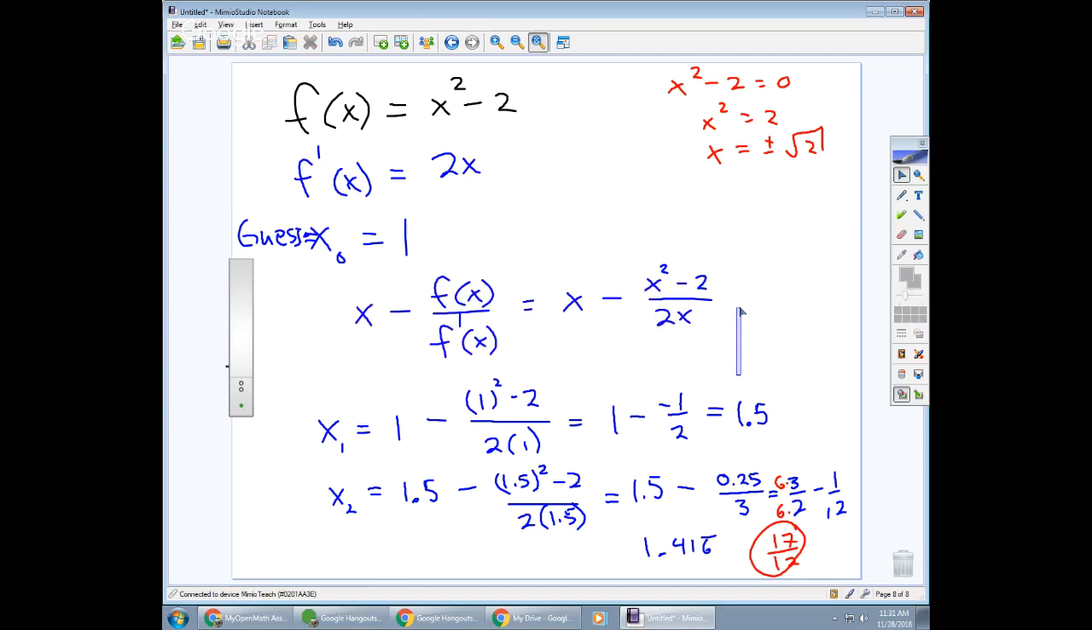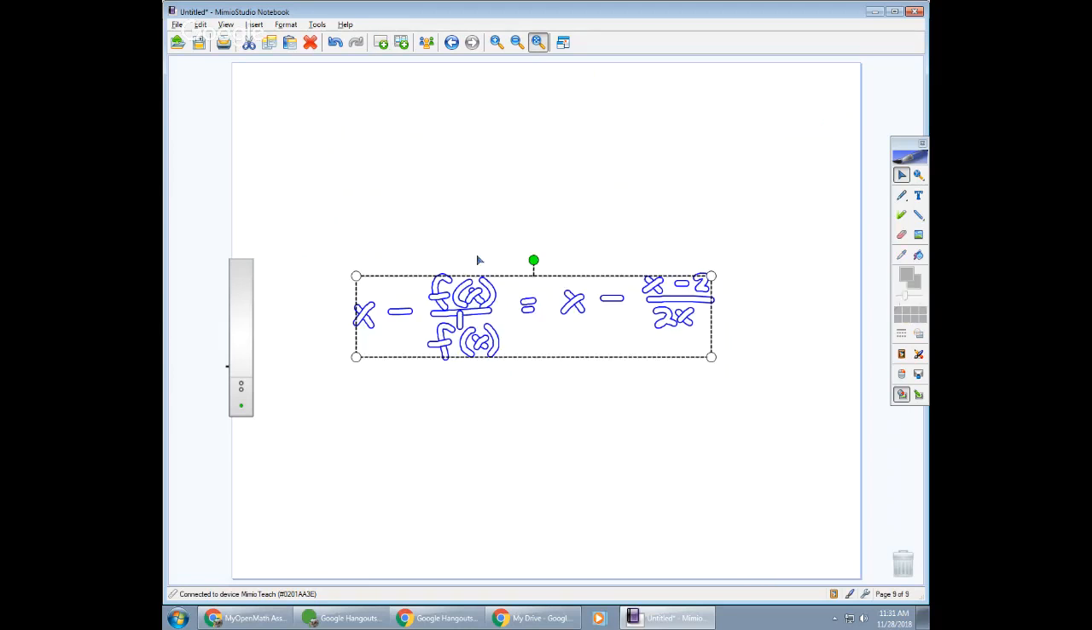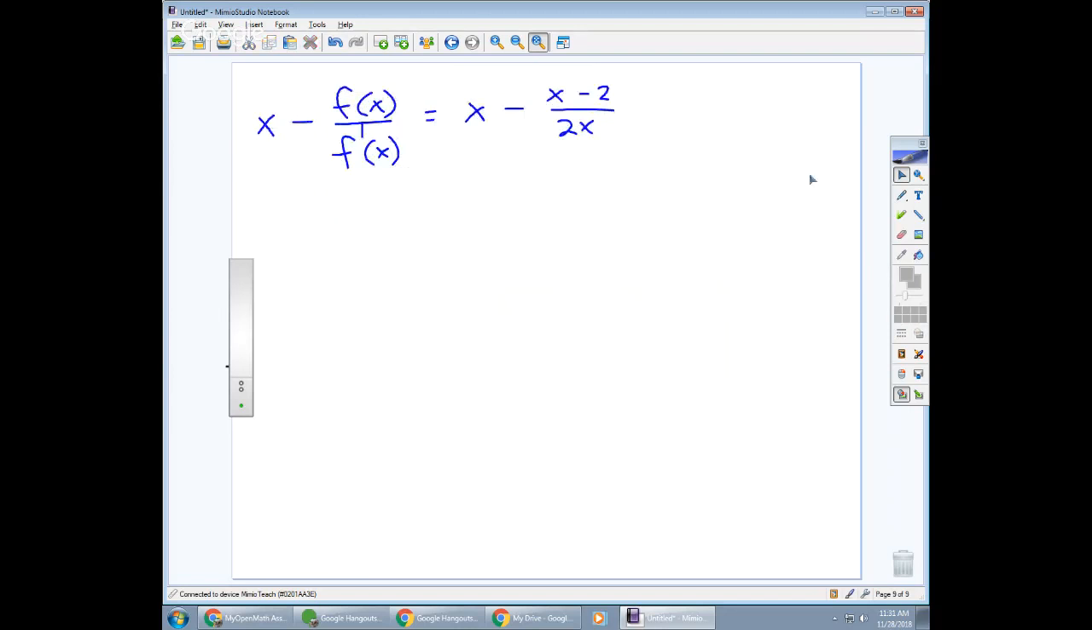Oh, I missed. Try again. Ah, close enough. Page. And that is a square, correct?